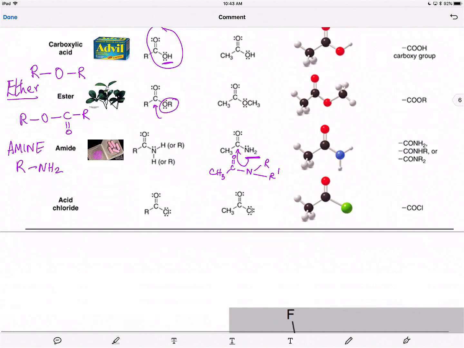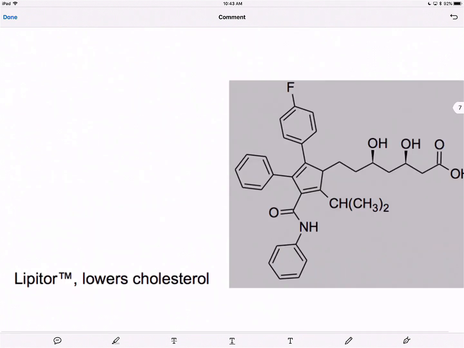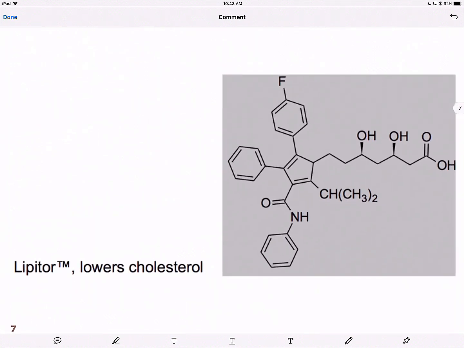So I don't know how well this is going to happen. Maybe I'm the only one who's going to answer it. But here is a molecule. This is a typical question. The structures are going to be really complex, but don't worry about it. Our goal is to identify the different functional groups that we see here. Okay? So we'll get started.